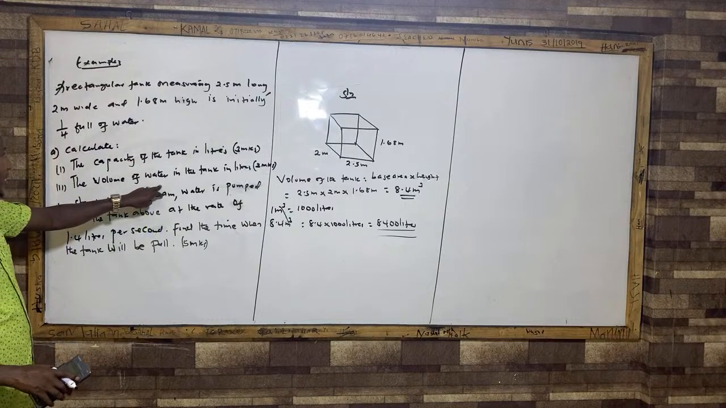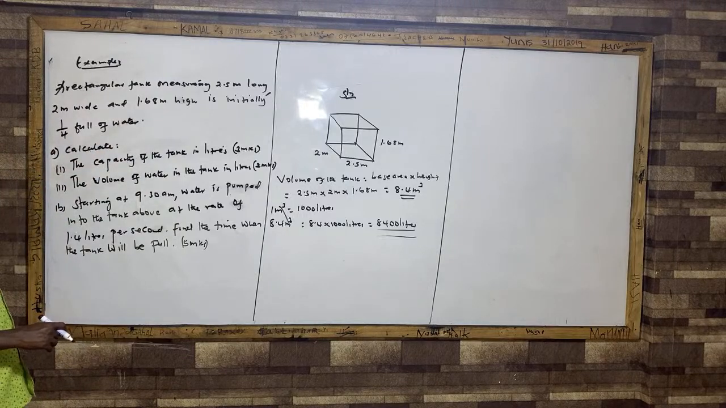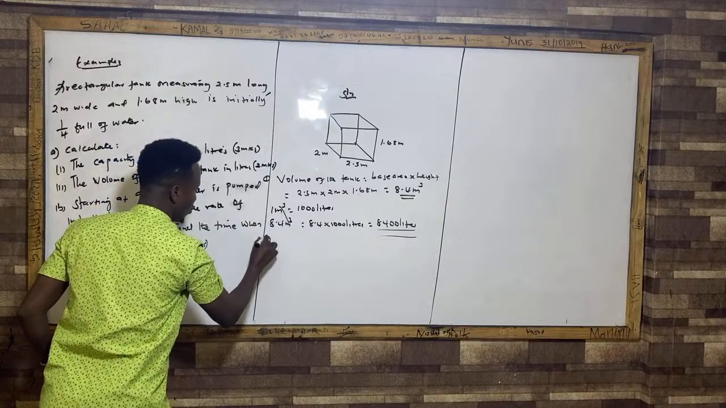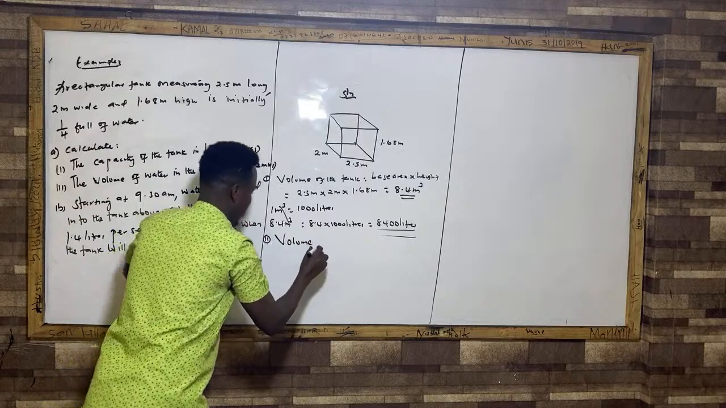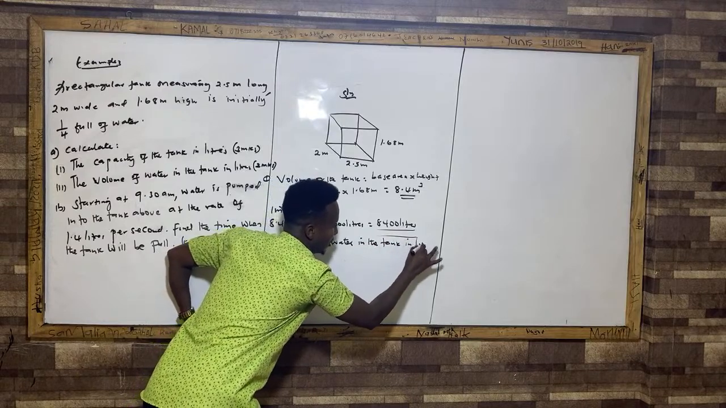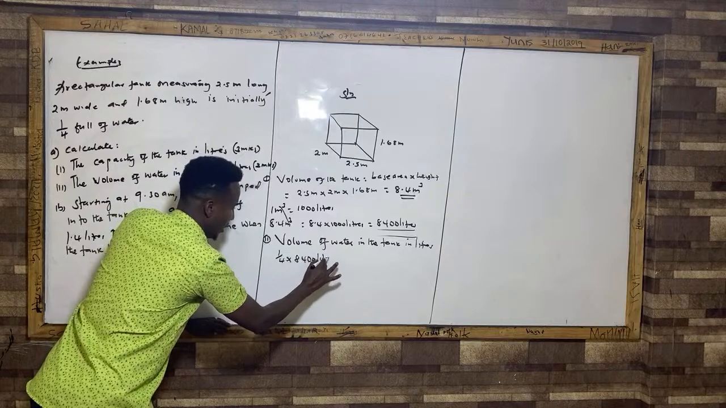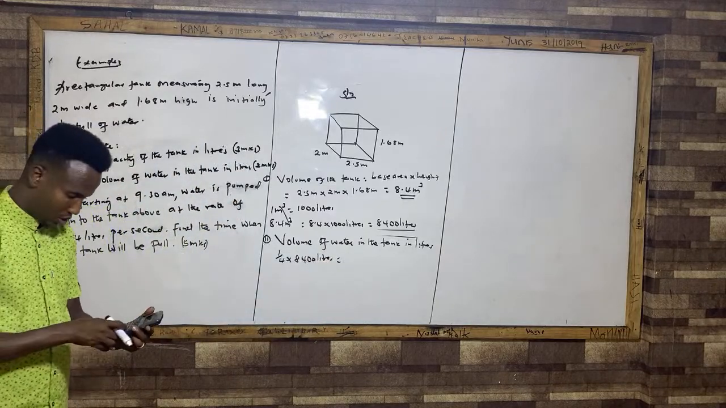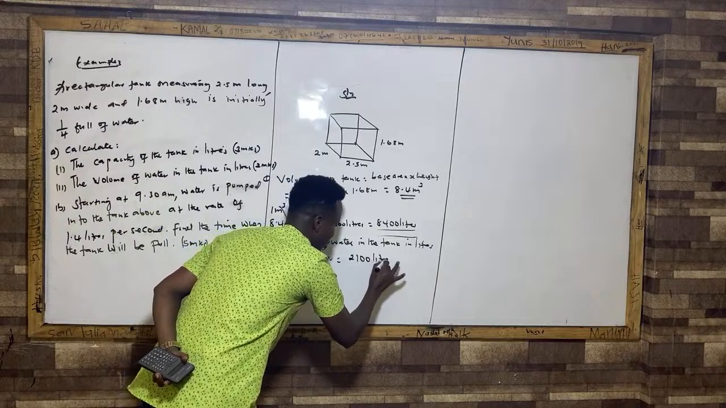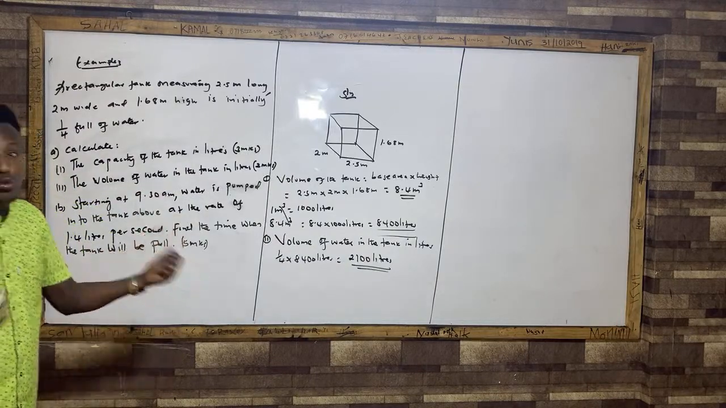Come back to the question: you're told the tank is a quarter full of water. So the volume of water in the tank in liters will be a quarter times 8,400 liters. That is 8,400 divided by 4, which is 2,100 liters. That is the volume of water in the tank, because it's a quarter full.